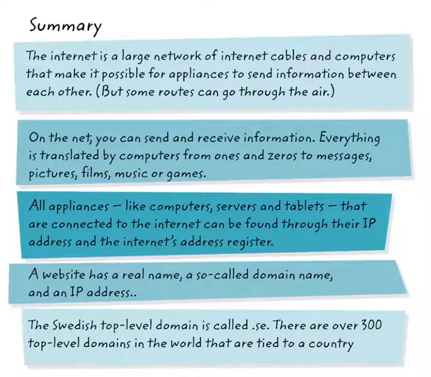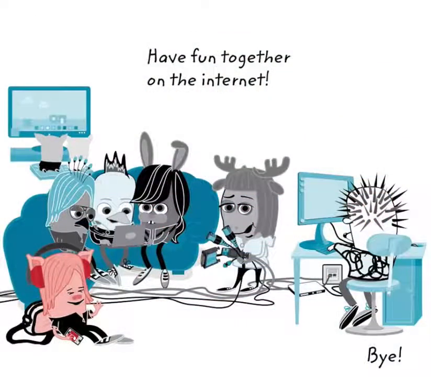A website has a real name, a so-called domain name, and an IP address. The Swedish top-level domain is called .se. There are over 300 top-level domains in the world that are tied to a country. There you go. Now you know a little more about the global computer network called the Internet, which is used by 2.7 billion people. Have fun on the Internet!